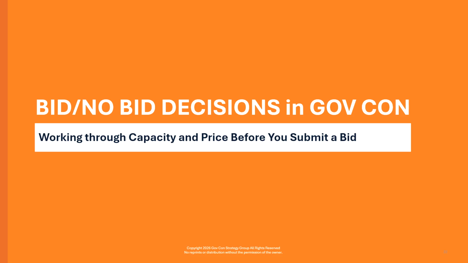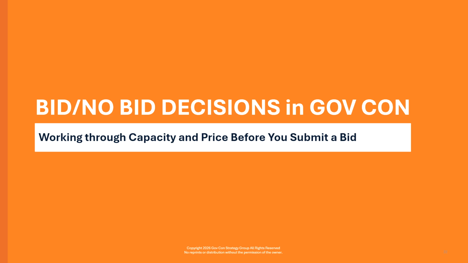Too often, businesses focus only on whether they can win the contract. That is not enough. A contract can look attractive on paper and still be a bad fit if the price is too low, the required quantity is too high, or the company does not have the capacity to perform the work safely. This lesson will connect three practical concepts: capacity, price, and minimum quantity.